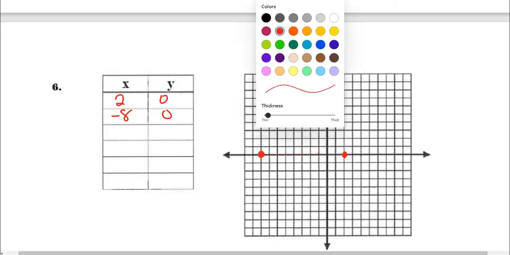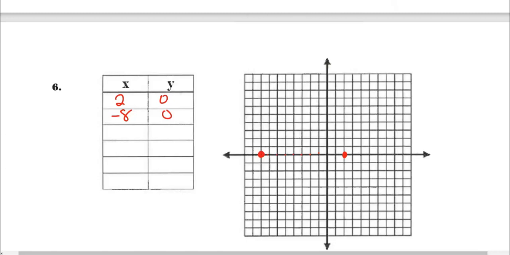All right, to get my vertex, we need to know what's happening right in the middle, right? So let's do 2 plus -8 and cut it in half. What is 2 plus -8? -6. And -6 over 2? -3. So that's the x.